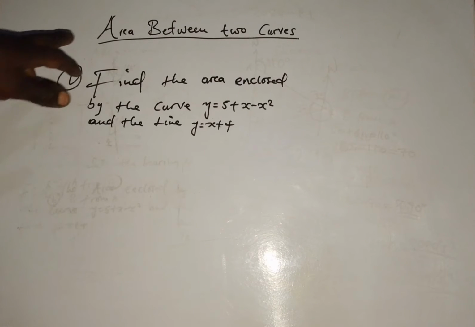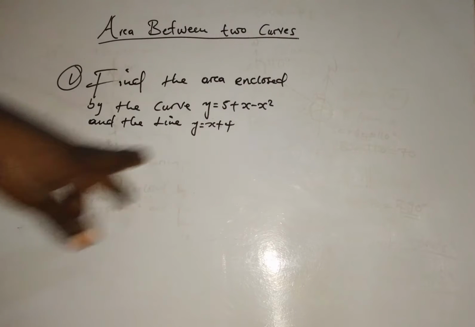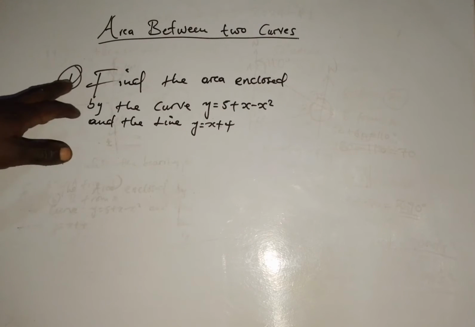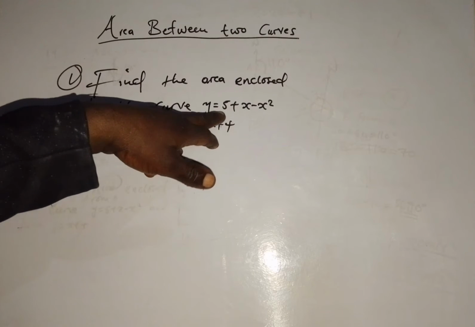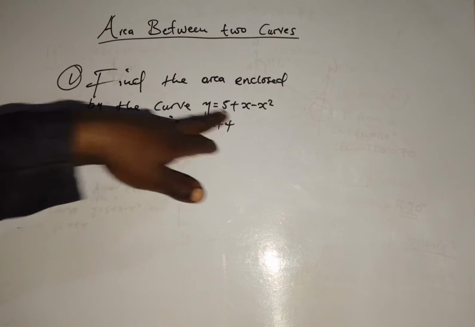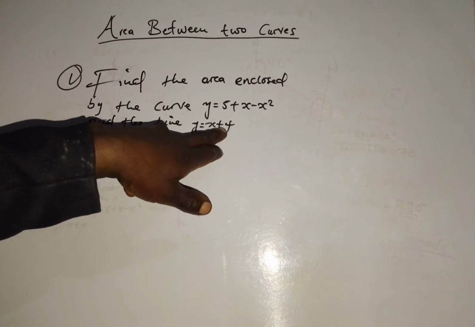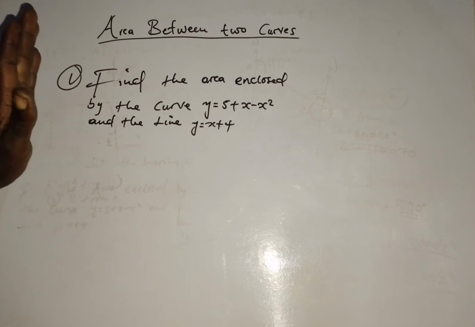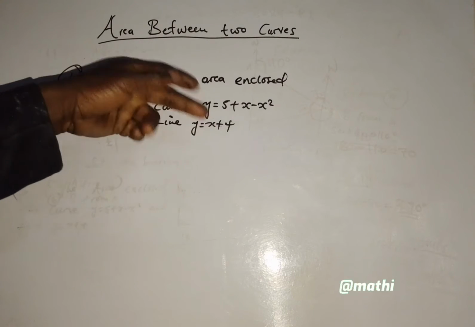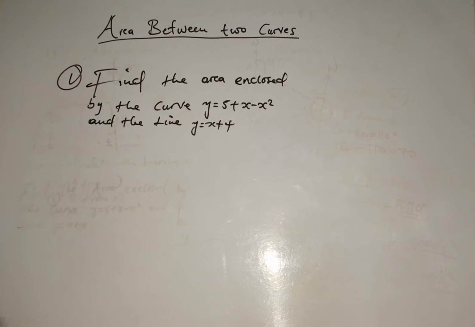Hello guys, in today's video we are looking at how to find the area between two curves, and we have been given this question, which is: find the area enclosed by the curve y equals 5 plus x minus x squared and the line y equals x plus 4. Here we're asked to find the area enclosed by the curve and the line. So let's get started.